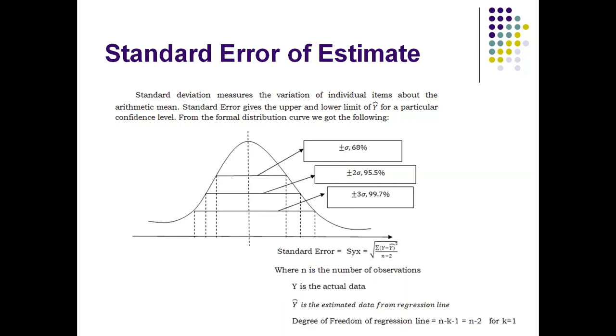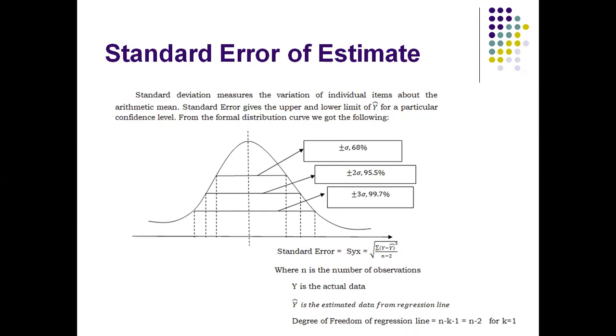So what is the standard error? S_YX is basically the square root of the summation of (y minus y hat) whole square, divided by the degrees of freedom, that is n minus k minus 1. Here I am considering y hat equal to beta 0 plus beta 1 x1. If you are considering only one independent variable, the degrees of freedom is n minus k minus 1.